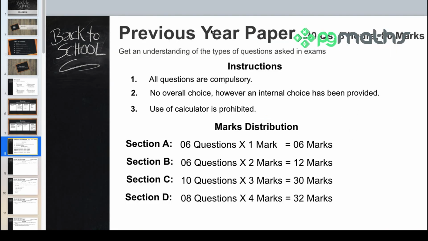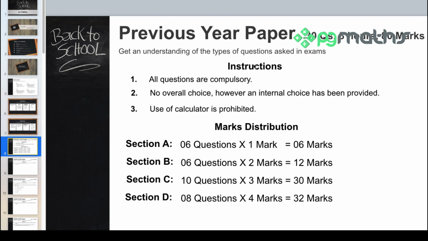Okay, so let us try to understand the structure and the difficulty level of the type of questions that are being asked in this paper. This is the structure of the previous year paper, which has 30 questions. It is of 3 hours and it constitutes 80 marks. So we're going to get an understanding of the types of questions that are asked in this exam.